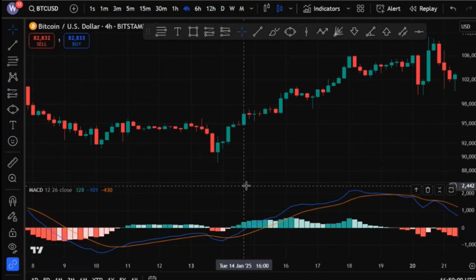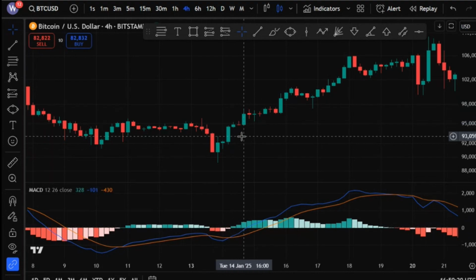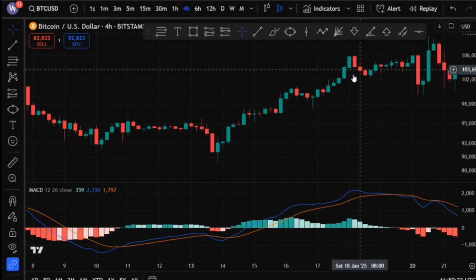So what you want to do here is look for a golden cross that happens below the 0 line, and also some green histogram appearing right here. This is where you need to place your long position. You see that all the candles are moving up.